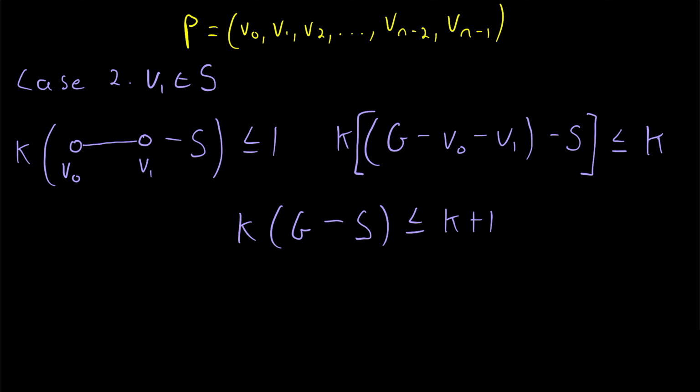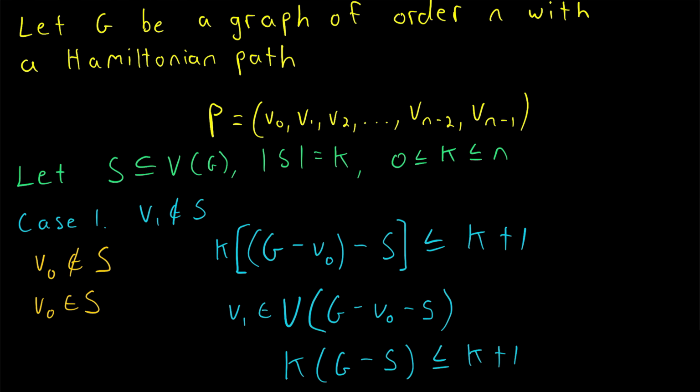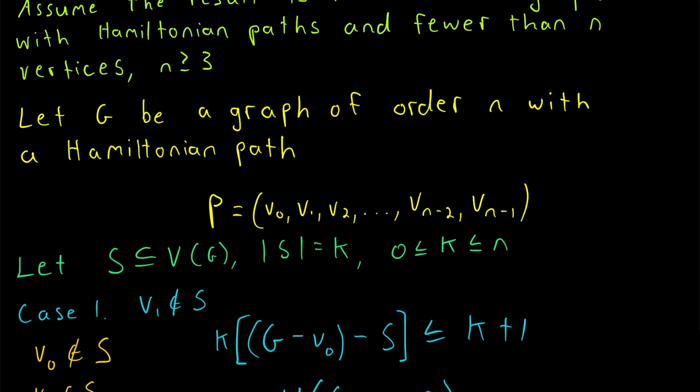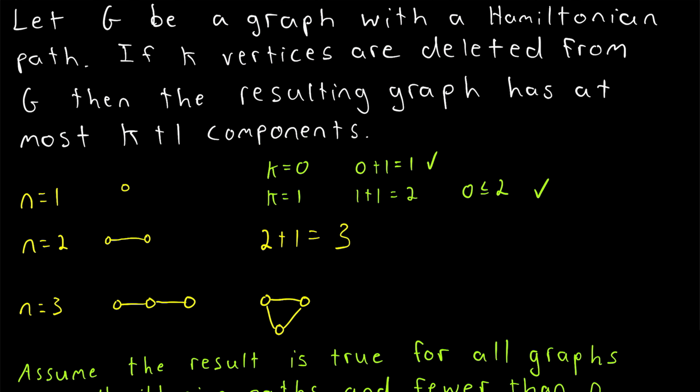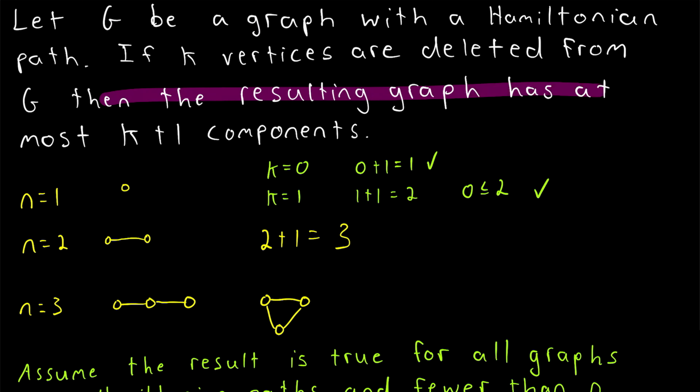There are more elegant proofs of this result, but there are a number of things I like about this one, and that is the end of the proof. We've just proven that for a graph of order n that has a Hamiltonian path, deleting any k vertices from that graph results in a graph with at most k plus 1 components. And so by induction, we've proven our result. If G is a graph with a Hamiltonian path and k vertices are deleted from G, then the resulting graph has at most k plus 1 components.